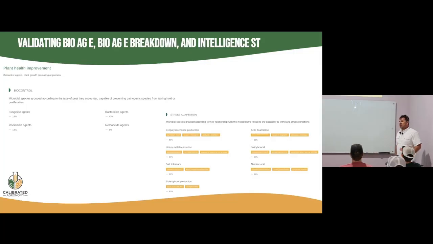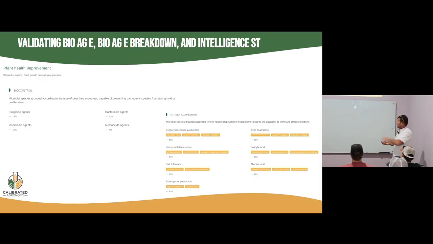The second one we look at is stress adaptation pathways. So those are organisms that produce different defensive hormones that the plant needs to operate and create its own defensive systems. They also will digest salts, heavy metals. They create biotic glues that protect the root system from different pathogens or heavy metals and salts in the soil.